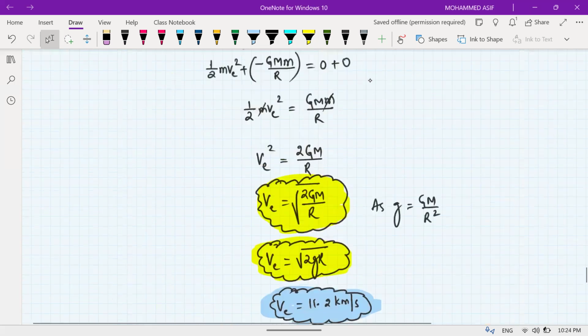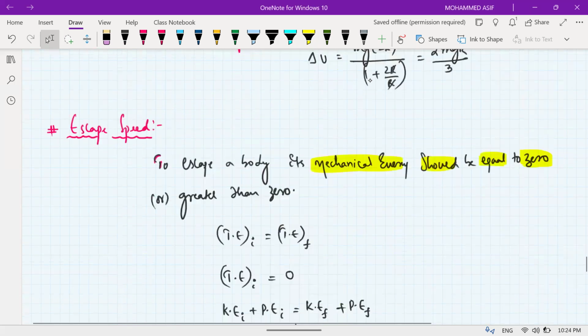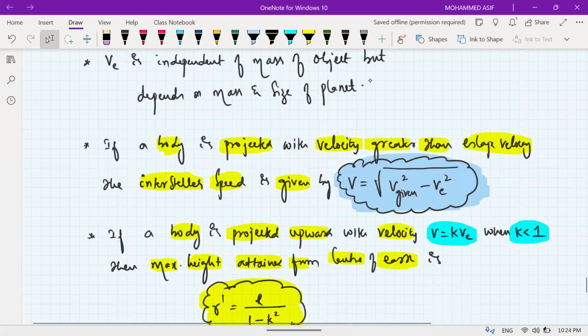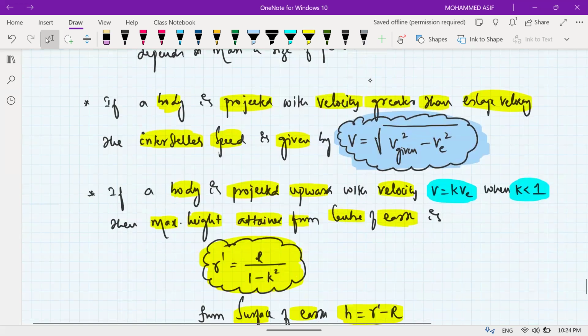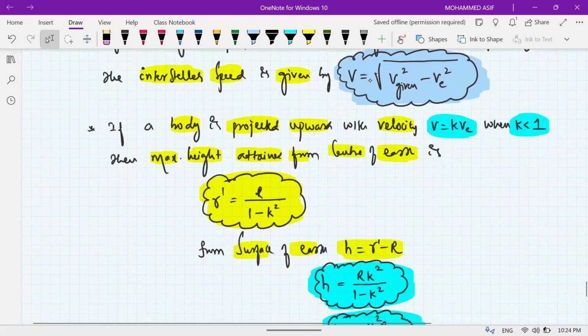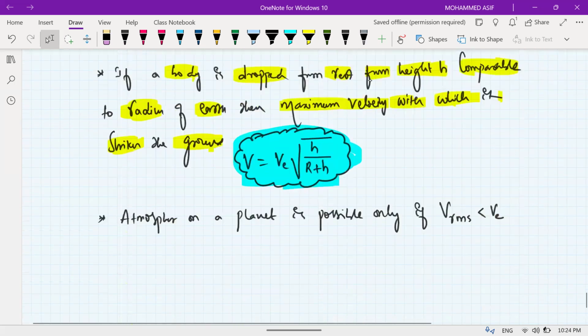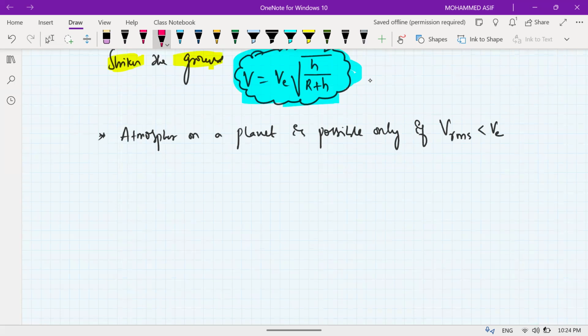Do you remember the interstellar formula? If a body is projected with a velocity greater than the escape velocity, then v equals under root of v given square minus escape velocity square. Let's do one problem on this so we'll get an idea. Quickly tell me the answer.